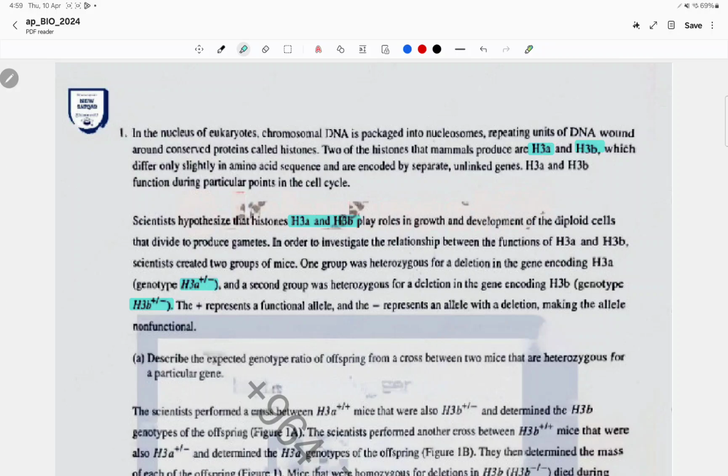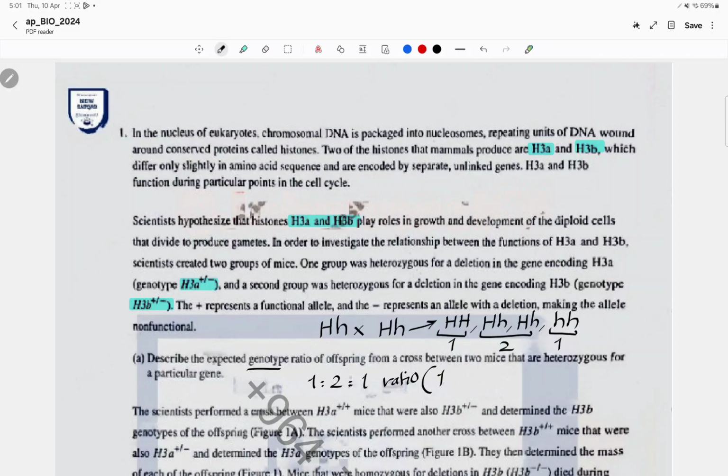A. Describe the expected genotype ratio of offspring from a cross between two mice that are heterozygous for a particular gene. So look, if they're heterozygous, let's just say they are capital H, small h, with capital H, small h. You get capital H capital H, capital H small h, capital H small h, small h small h. So when it comes to genotype, here we have 1, here we have 2, and here we have 1. So it's going to be a 1 to 2 to 1 ratio.